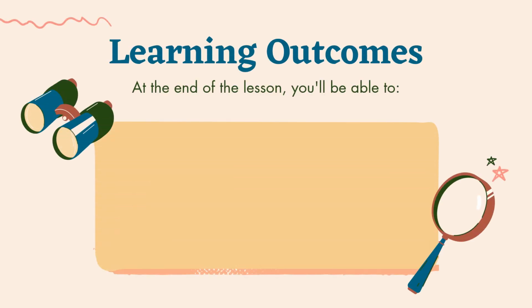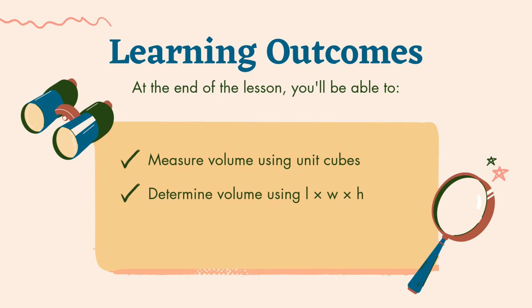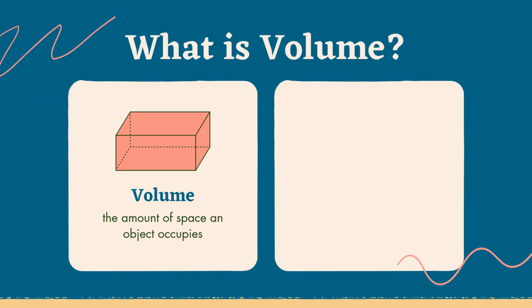Our learning outcomes: at the end of the lesson, you'll be able to measure volume using unit cubes, determine volume using length times width times height, and determine volume of composite figures. First, we will know what volume is. Volume is the amount of space an object occupies.